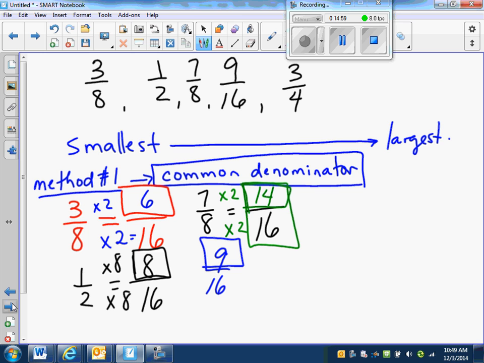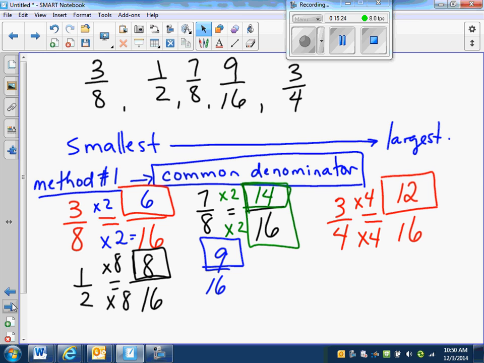And how about our last one here, 3/4? Zach McGinley over there, how can we put an equivalent fraction to 3/4 over 16? Good. So we multiply it by 4, and we multiply it by 4, so we end up with 12. And now, if you look, they all have a denominator of 16. We should be able to quite quickly organize them from smallest to largest.